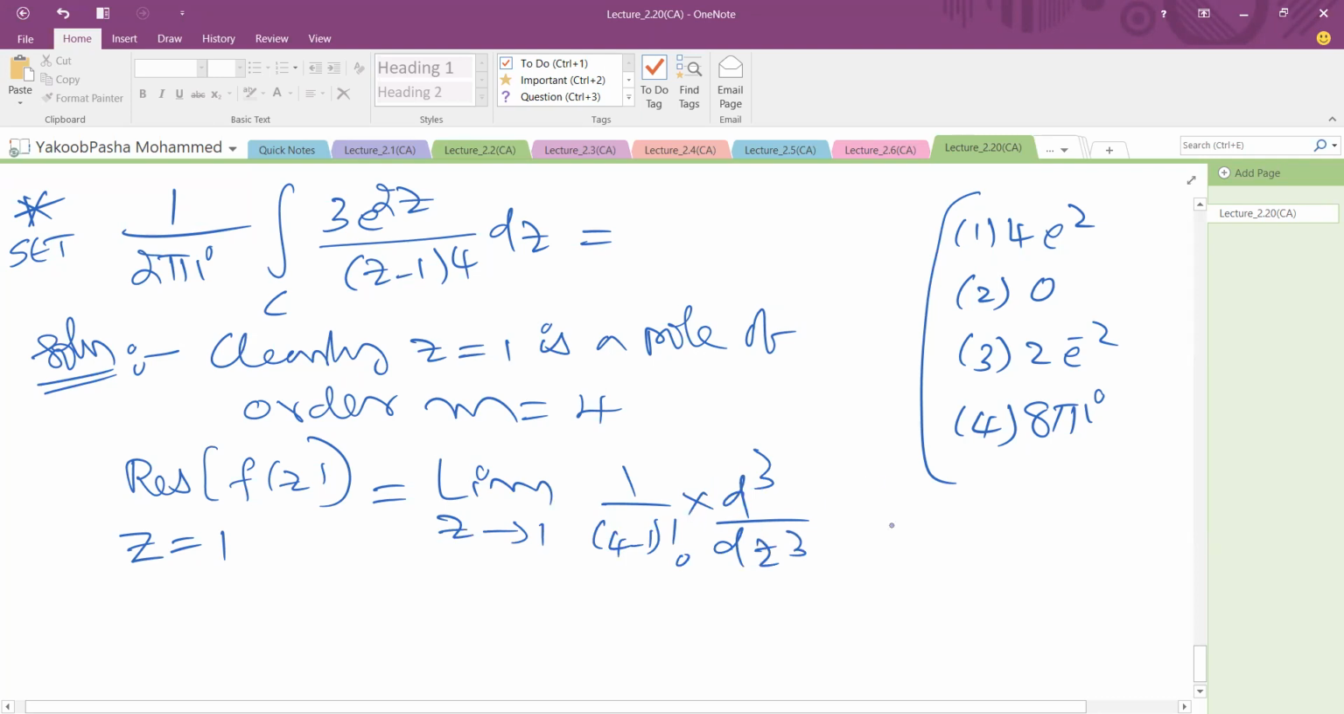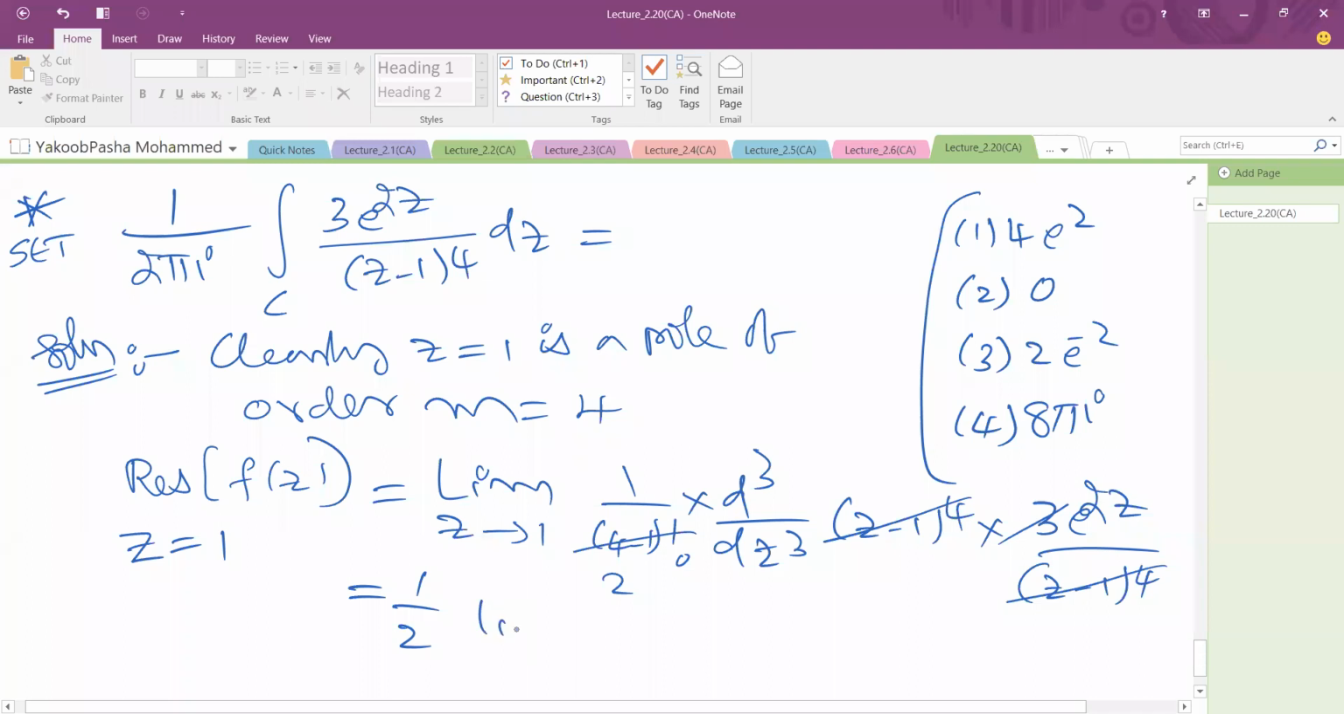Z minus 1 whole to the power of 4 into 3 e to the power of 2z divided by z minus 1 whole to the power of 4. Okay. So 3 factorial is 6. So this is 2, we can cancel this. So 1 by 2 limit z tends to 1 d square by dz square.